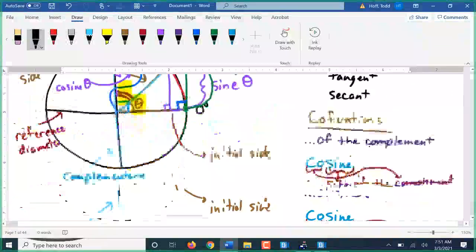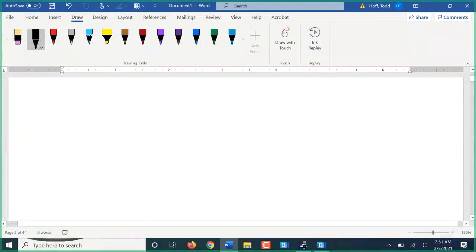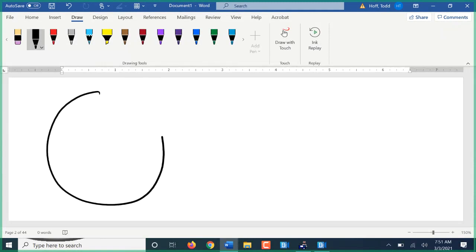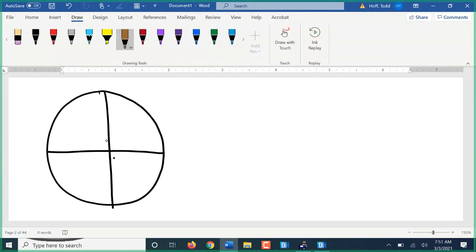I'm going to redraw this just to make it a little easier to see. Here's our terminal side here. This is angle theta. So yes, this distance here is the cosine of theta. So the vertical reference diameter, the complementary diameter, instead of the normal reference diameter.